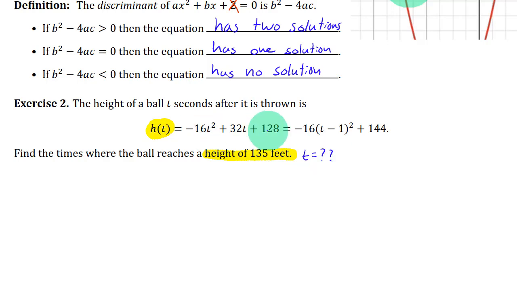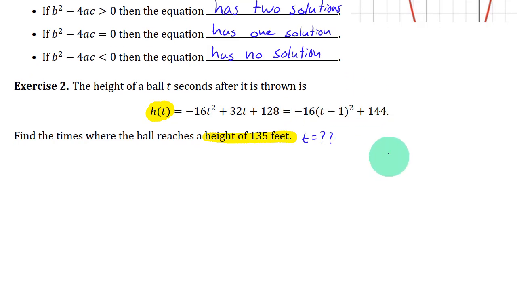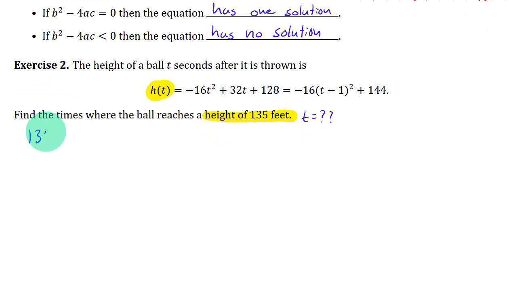So what we want to do is know what is the time. So we're going to leave the t as a variable and then solve this equation. There's two ways you could do it. I'm going to do it what I think is maybe a slightly quicker way. I'm going to say 135 equals this version of the equation, negative 16 times t minus 1 quantity squared plus 144. And so just plugging, and I could also have done it with the other version of the equation by doing 135 equals that one, and that would work just fine. You could still use the quadratic formula here, but I like doing it this way.